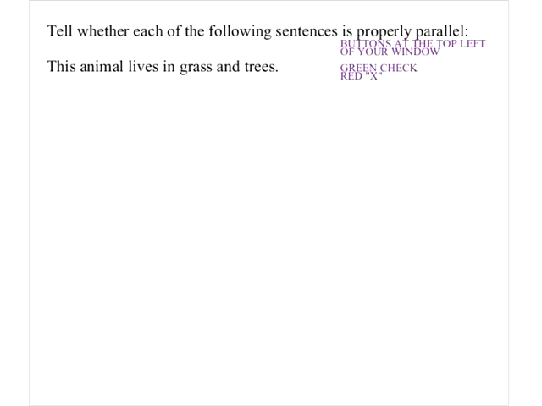Okay, a couple of non-smiley faces. They are at the very, very top left of your Illuminate window. Not this whiteboard window, but the entire window that the whole thing is in. So like way up there above the roster. Here's the deal. For each one of these, give me the green check if you think it is parallel and a red X if you think it is not parallel. The first sentence is, this animal lives in grass and trees. By the way, you cannot see each other's responses, so don't be shy.